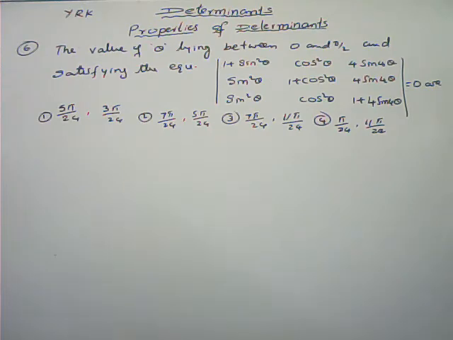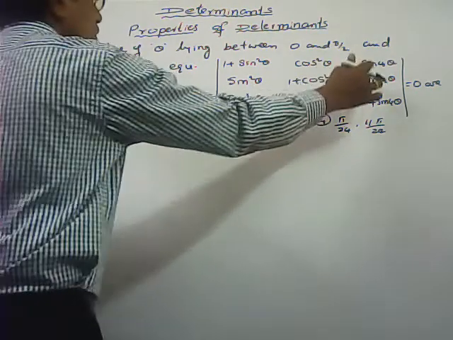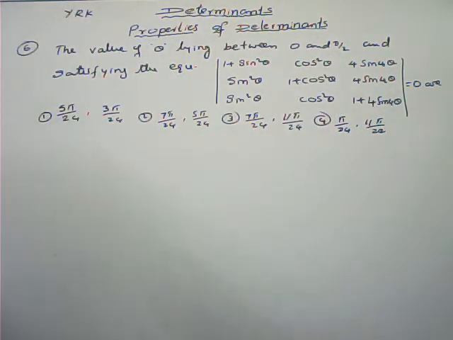Next one, the value of theta lying between 0 and pi by 2 and satisfying that equation. We want the angles between 0 and pi by 2 which are satisfying that equation. 1 plus sin square theta, cos square theta, 4 sin 4 theta. See, by observing that every element in the third column, 4 sin 4 theta is there. First, if any simplification is there, first we can simplify that one and we can solve. We can expand afterwards.